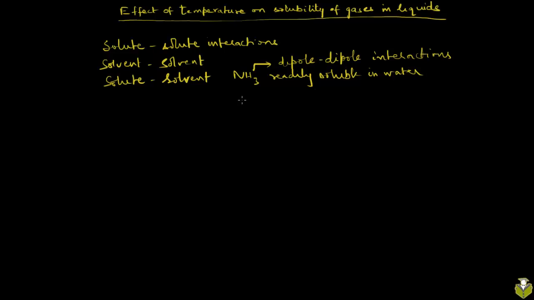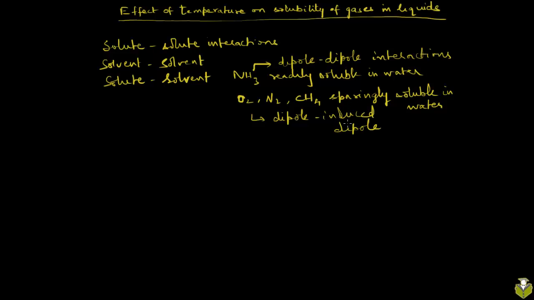So what happens in the case of non-polar gases, like for example oxygen, nitrogen, or CH4, methane, when these gases dissolve in water? We know that these are sparingly soluble in water. We already talked about that. So what is it that actually allows them to dissolve in water, even if it is to a very small extent? The solute-solvent interactions in this case are what we call dipole-induced dipole interactions.